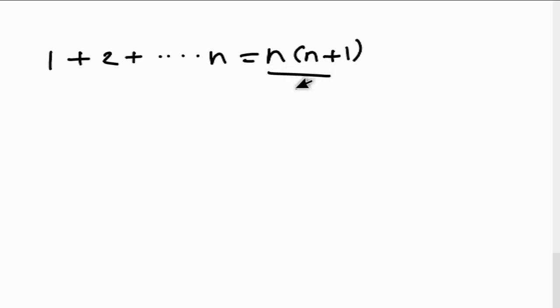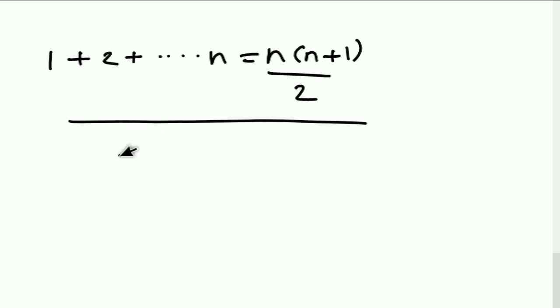So mathematical induction is basically about, for example, if you have this series 1 plus 2 plus dot dot dot n, and this equals n into n plus 1 divided by 2. You learned this formula in your chapter on sequence and series. By using the principle of mathematical induction, we have to prove this formula.